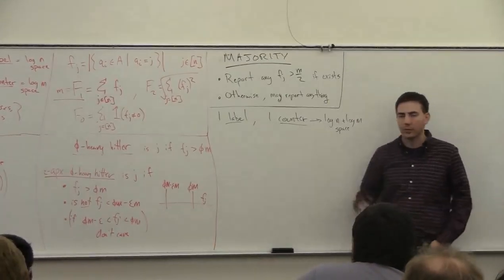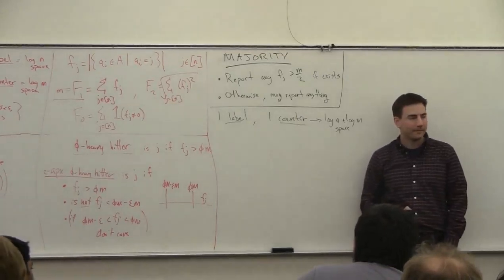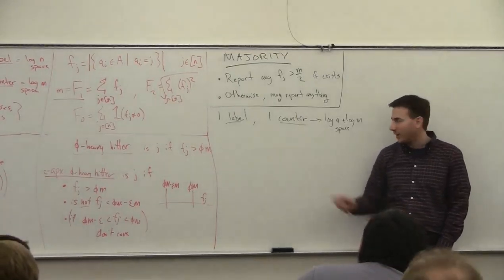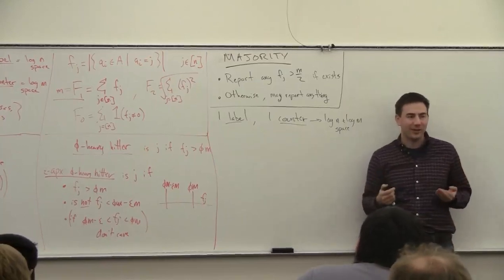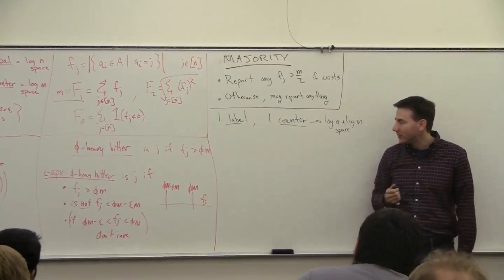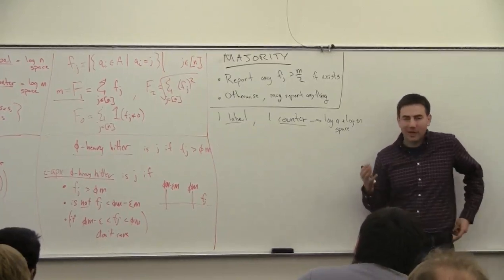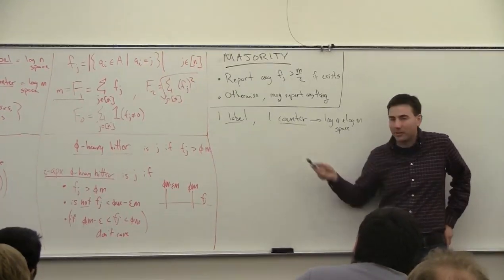All right, so how does this algorithm work? I'm just using one label and one counter, so there's not so much I can actually do here. There's not a lot of different ways I can run an algorithm with this limited amount of storage.